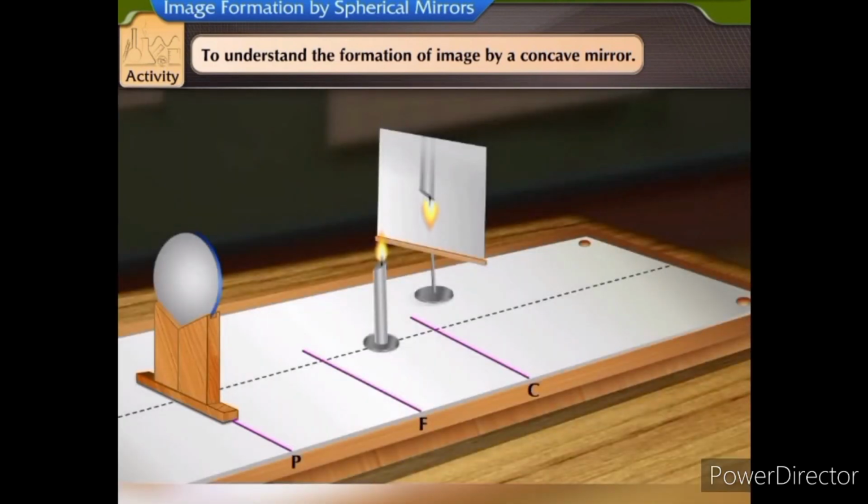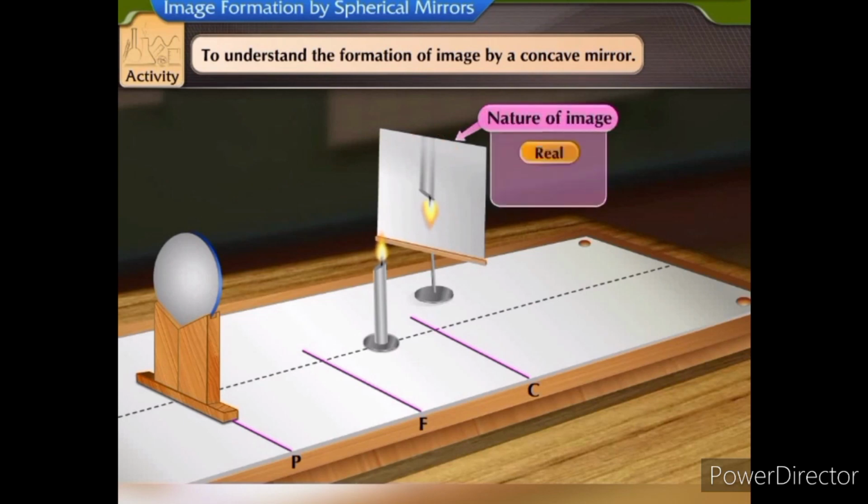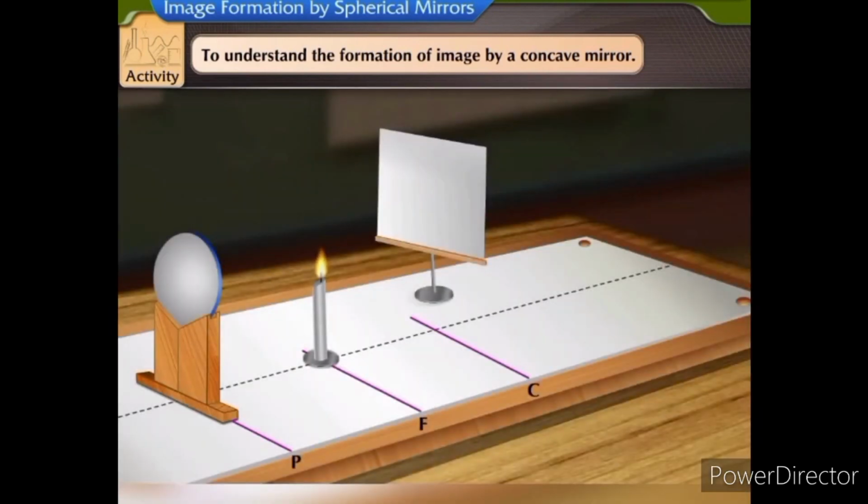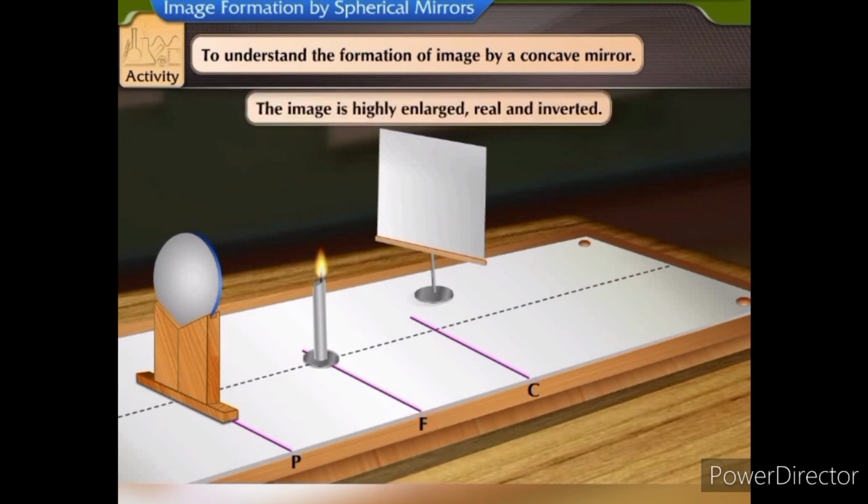When the candle is placed between focus F and center of curvature C, the image is formed beyond the center of curvature. Image is bigger than the object and the nature of the image is real and inverted. When the candle is placed at the focus F, the image is formed at infinity. Image is highly enlarged and the nature of the image is real and inverted.